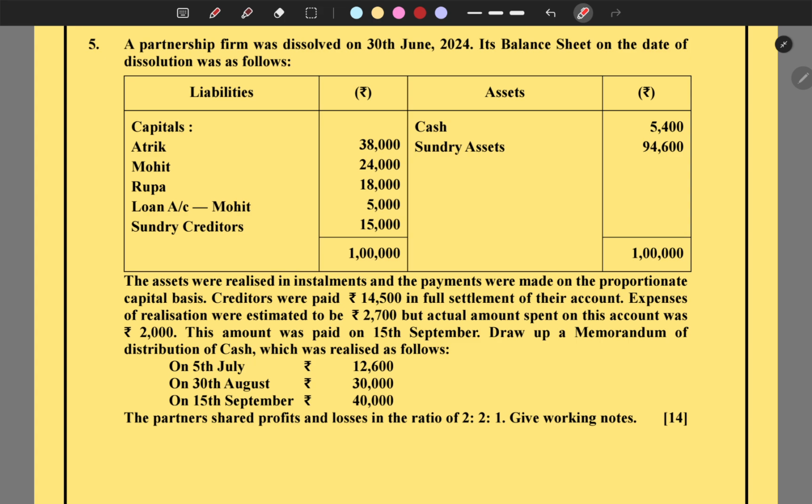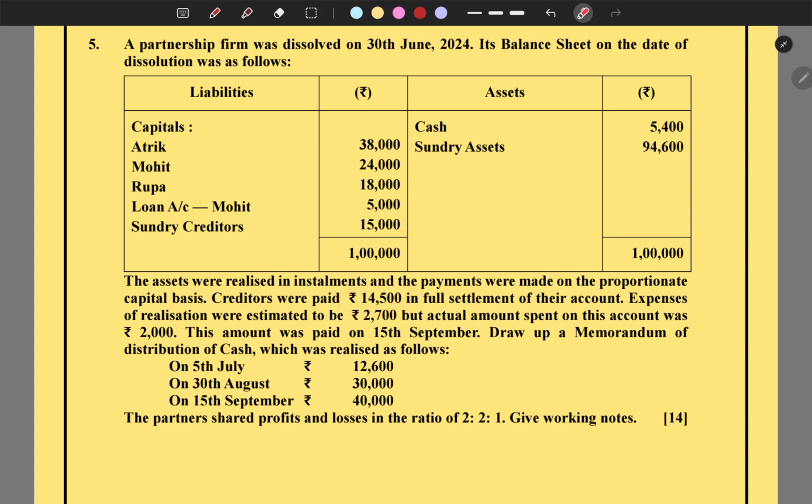Higher relative capital means whoever has capital beyond their profit sharing ratio should be paid first. That's the capital proportionate method. Those who have the exact PSR capital or below the PSR capital will be paid subsequently. So the higher priority goes to the people who have more capital. Creditors are paid; the creditors are 15,000.